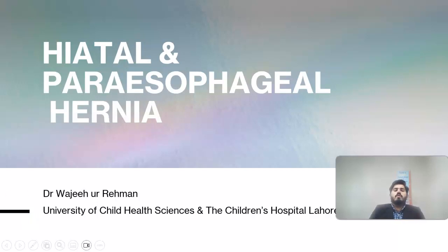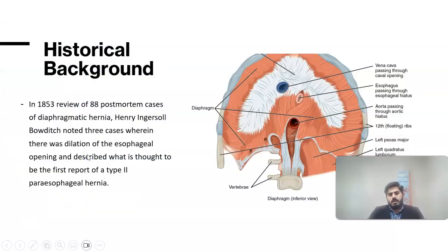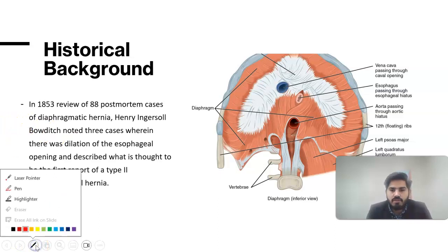So first of all, what is a hiatal hernia? The diagnosis of hiatal hernia was basically made on postmortem cases. On the postmortem cases, they noticed that there was a small hiatal opening through which some of the abdominal contents were going up into the chest cavity.